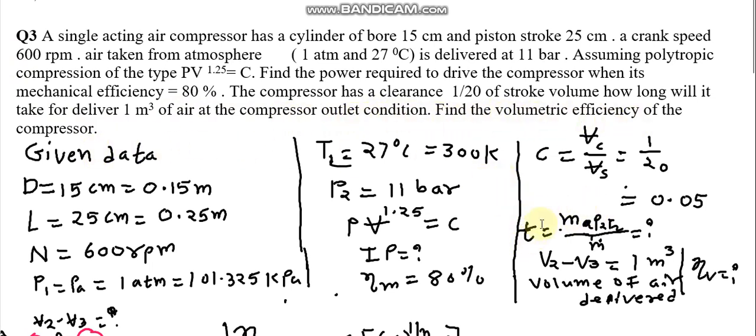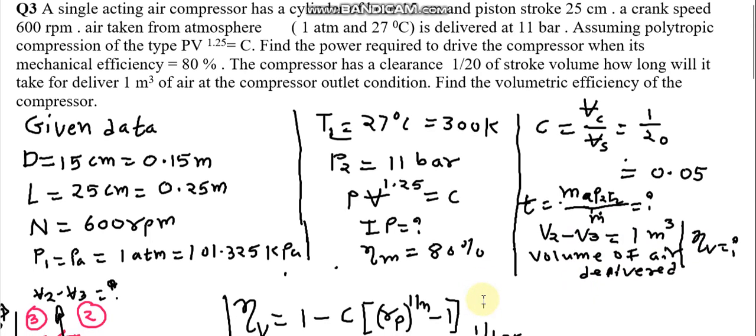How long it will take means time, we have to find out the time. So we can put mass flow rate at delivery condition over mass flow rate at suction condition. This is in kg per second, this is only kg, so we will get the time in seconds. It is given V2 minus V3 is 1 meter cube, to deliver 1 meter cube of air. And what is the volumetric efficiency? We need the indicated power, the time required to deliver 1 meter cube of air, and the volumetric efficiency.